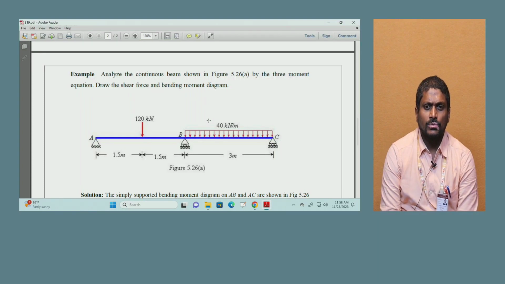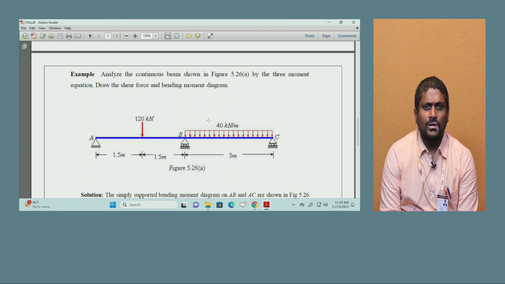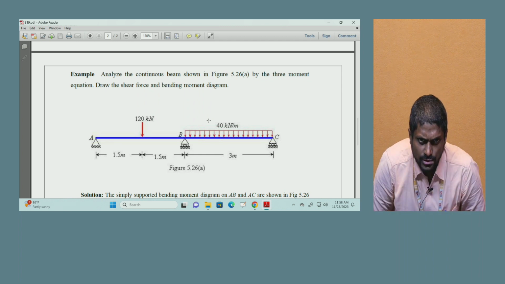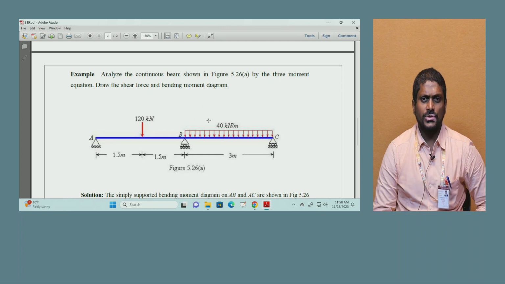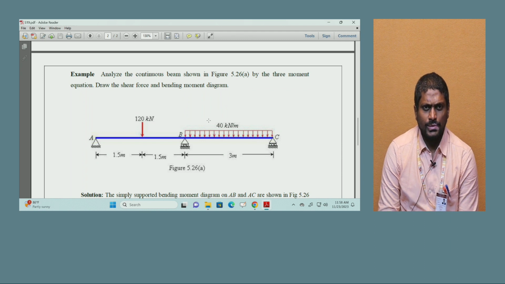Once again, I welcome you all to the structural analysis course video lecture sessions, and I am going to resume the previous topic. I was talking in the previous class about a numerical which can be analyzed using the three moment equation, that is a continuous beam. So analyze the continuous beam by the three moment equation and draw the shear force and bending moment diagram.